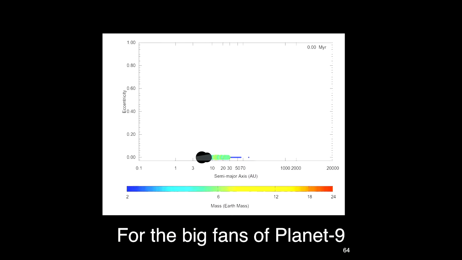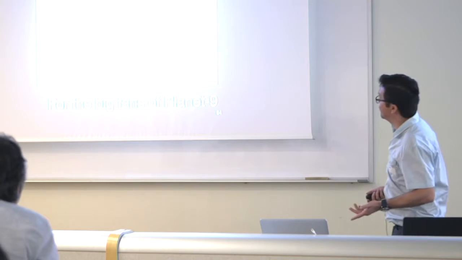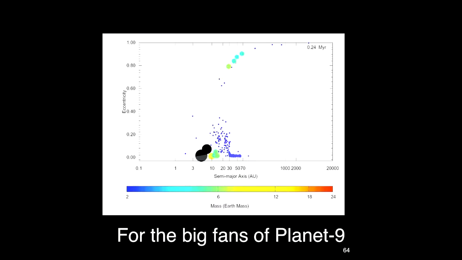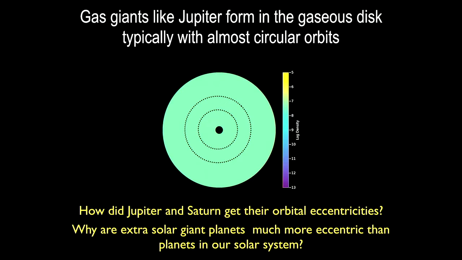Let me show just one, because this is for the big fans of Planet 9. So the scenario is very similar, but at the end, you have not one, but 4 bodies here. I have to admit they are very eccentric, so they probably are not Planet 9s. But this is just to show how the scenario works. So these are the final episodes of the solar system formation.